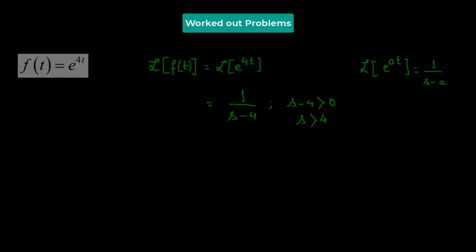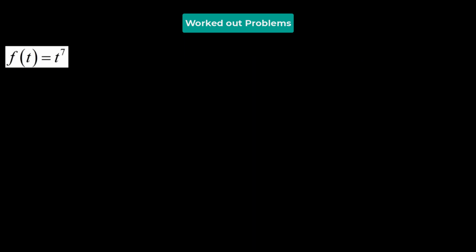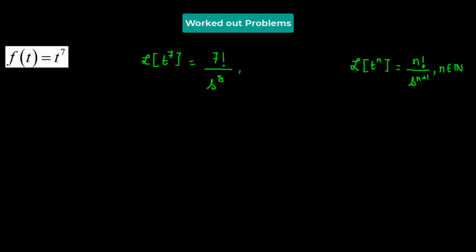Let's do another problem. Here we have the function t raised to the power of 7. So, the Laplace transform of t raised to the power of 7. We're going to use the fact that the Laplace transform of t raised to the power of n is equal to n factorial over s raised to the power of n plus 1, where n is a natural number. That means we have 7 factorial divided by s raised to the power of 7 plus 1, which is 8, and this Laplace transform is going to exist for s greater than 0. So this is the Laplace transform.